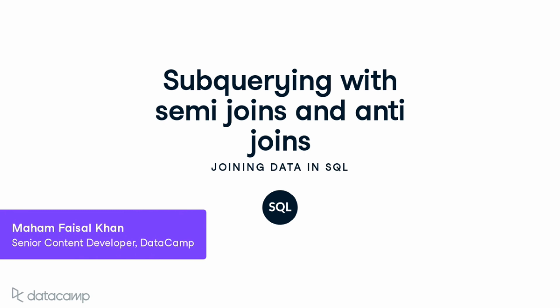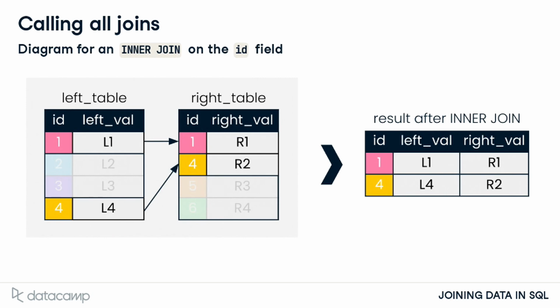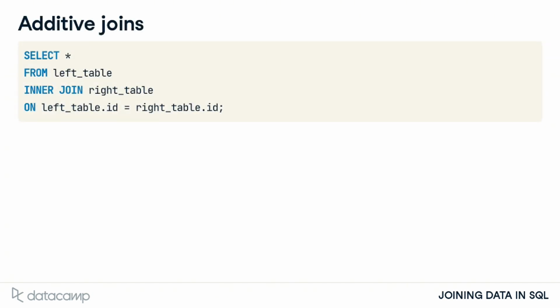In this lesson, we'll return to joins one last time with an introduction to nested SQL queries. The 6 joins we've worked with so far are all additive in that they add columns to the original left table. The diagram shows an inner join on the ID field, showing an additional column being added to the original left table. Here is some familiar inner join syntax for this join on the ID field.